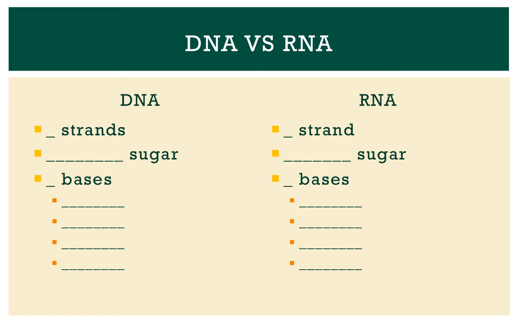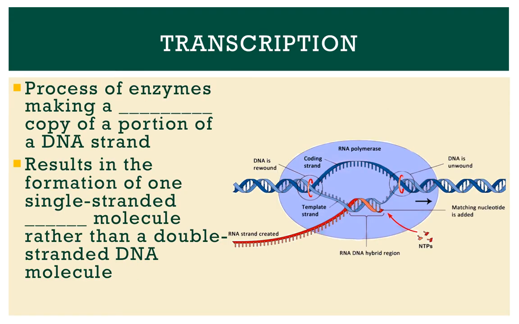So, DNA has two strands. It has a deoxyribose sugar and four bases: adenine, guanine, cytosine, and thymine, while RNA has one strand, the ribose sugar, and four bases as well. Those include adenine, guanine, cytosine, and instead of thymine, uracil. So that is our breakdown of DNA versus RNA. And then we'll move into transcription.